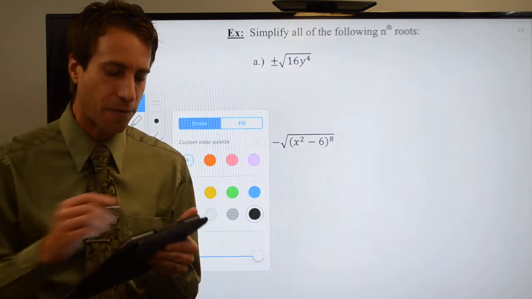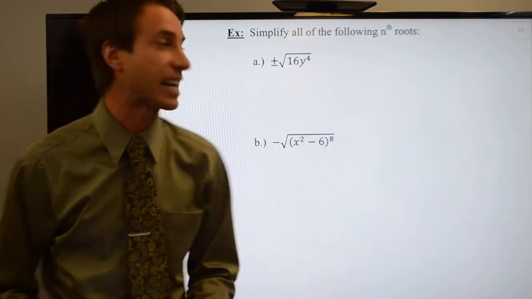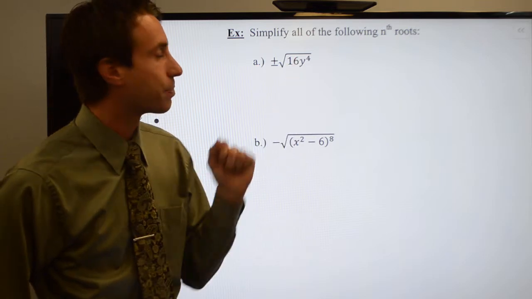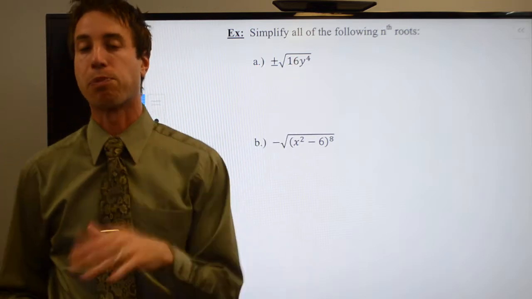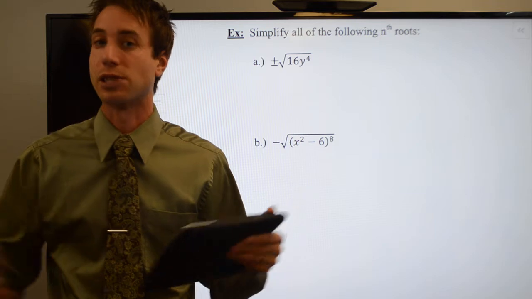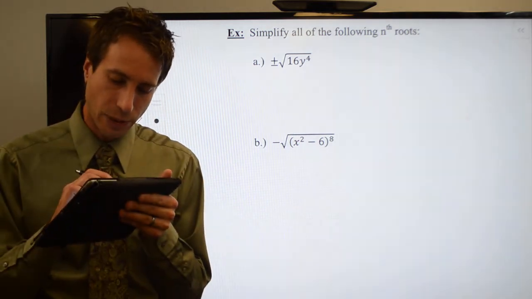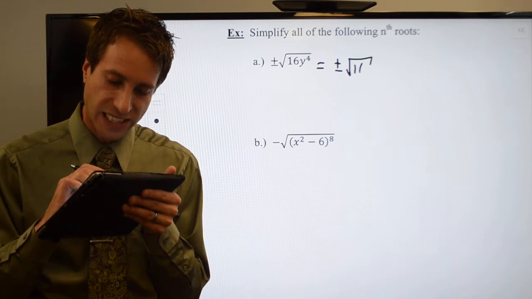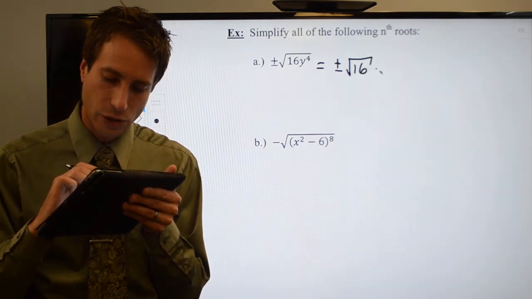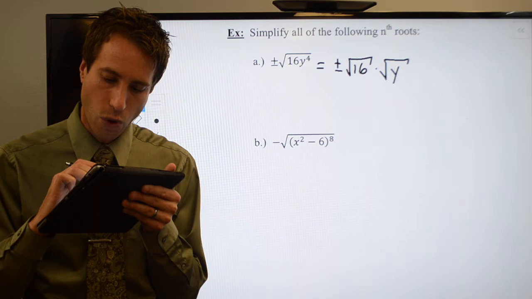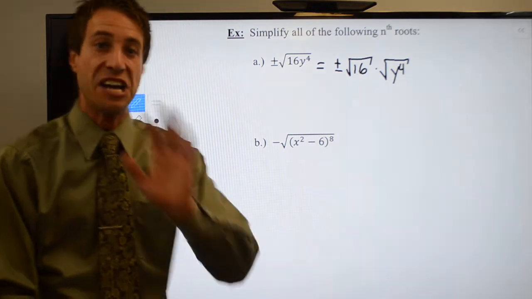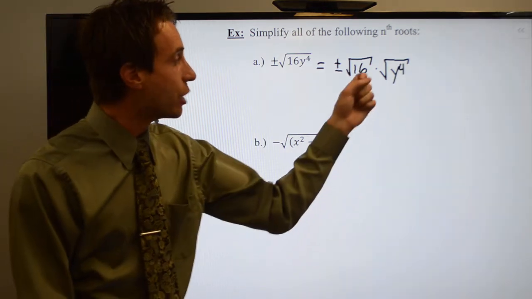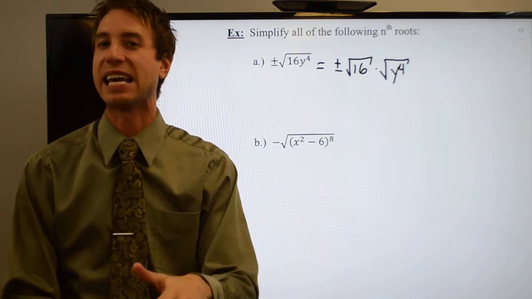You guys will remember from the previous section that whenever you have multiplication underneath of a radical, the product property allows us to split it up. So I'm going to simply rewrite this then as plus or minus the square root of 16 times the square root of y to the 4th. Now, not a problem. I know 16 is a perfect square, so I can take care of that.